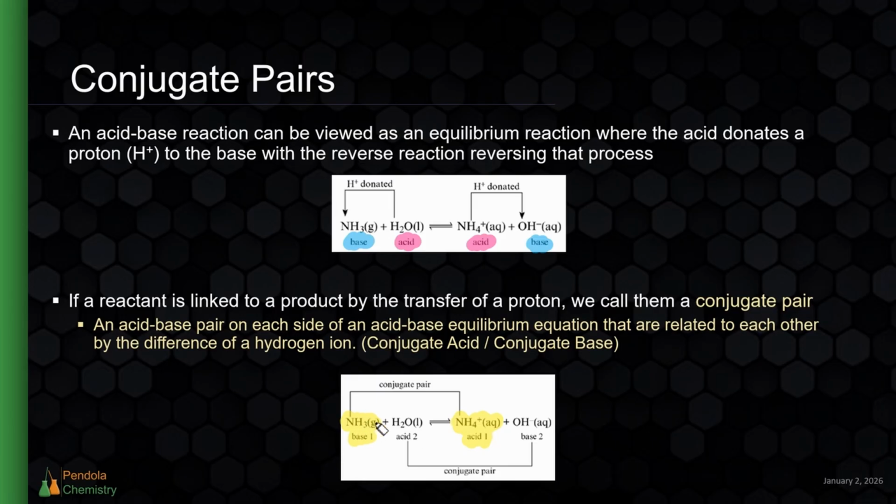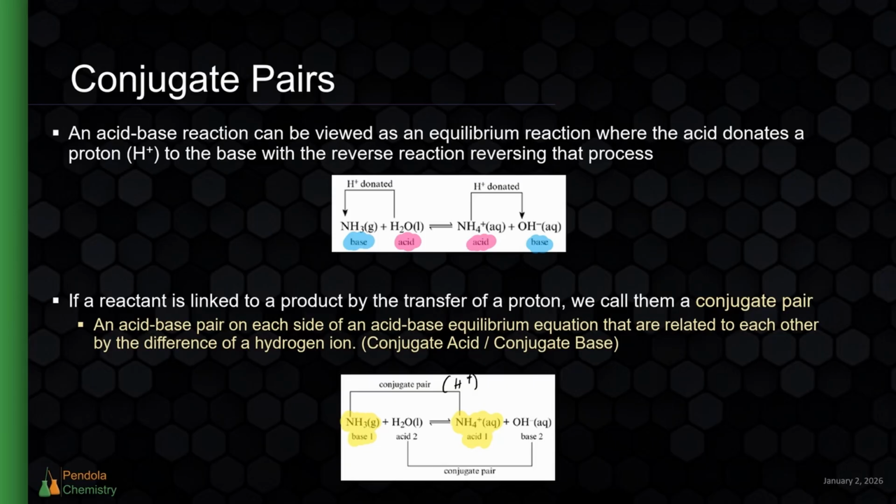The difference between NH3 and NH4 plus is a hydrogen, an H plus. So the difference between these two things is simply just an H plus. Ammonium is simply NH3 with an extra H plus. So that makes it the acid, and the ammonia, which does not have the H plus, is the base. The same can be said of the water.